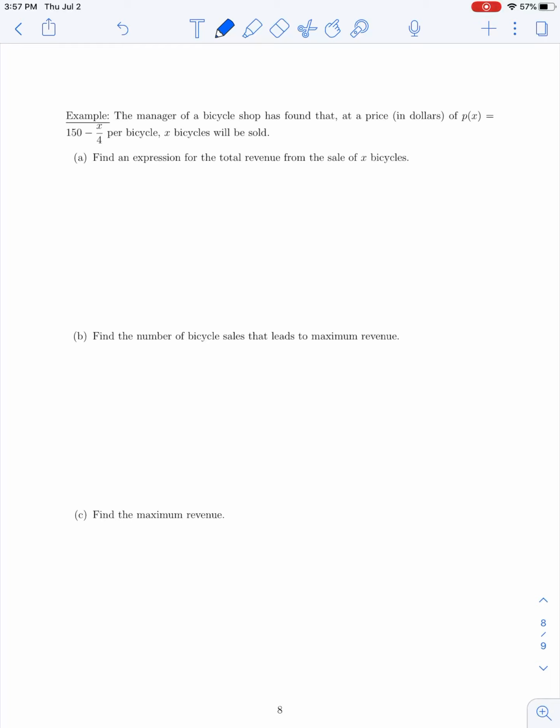All right. So in this example, we are told that the manager of a bicycle shop has found that the price in dollars, P of X, is 150 minus X over 4 per bicycle, at which price he can sell X bicycles. So here in part A, we are asked to find an expression for the total revenue from the sale of those X bicycles. So let's think about how to find revenue.